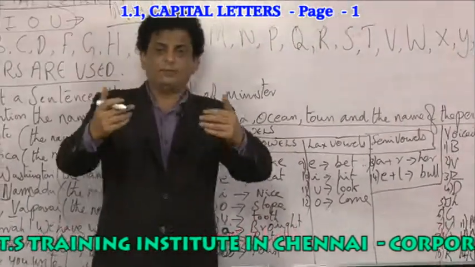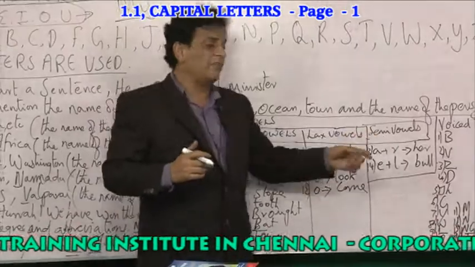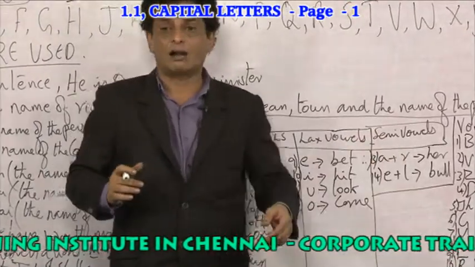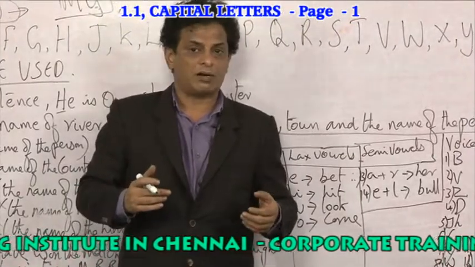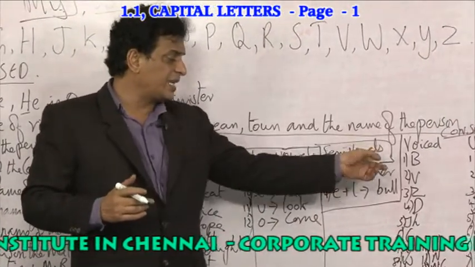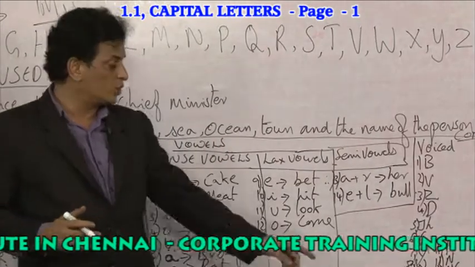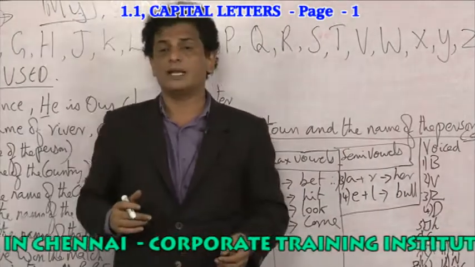There is one other type of vowel, called semi vowel. Semi vowel means half vowel. For example, A plus R, her, R. So, R is a semi vowel. L, L. So, L is a semi vowel. So, R and L are semi vowels.